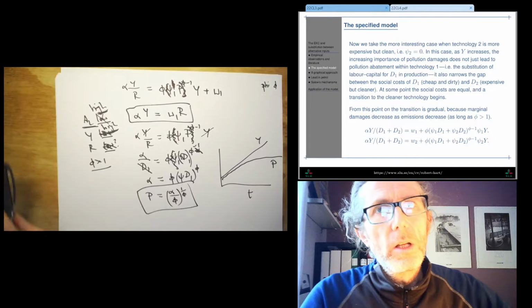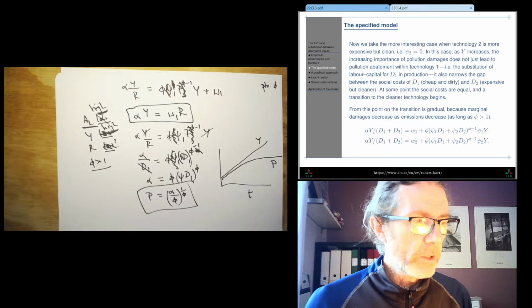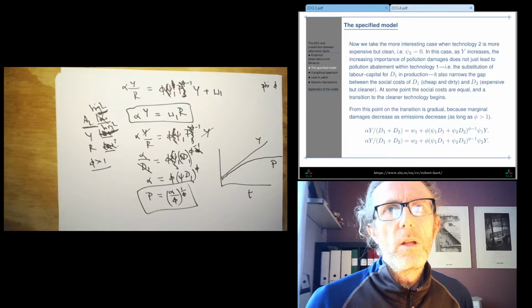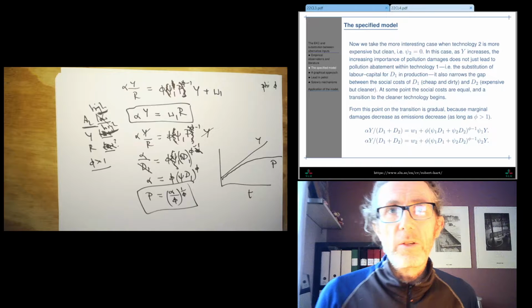Okie doke. So what if the second resource, again we just limit to 2 resources. What if the second resource or the second technology is more expensive but totally clean? Psi2 is 0.